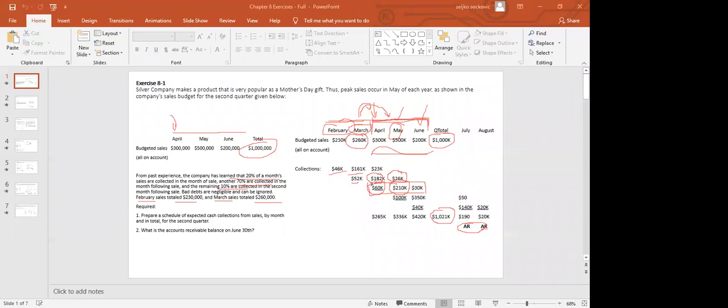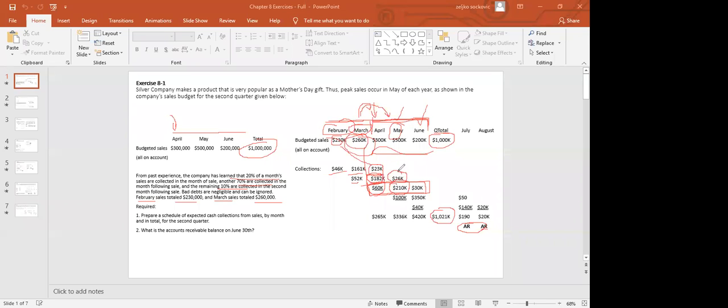So anyway, April is here. We are collecting April here through April, May, and June. In April, we will collect a piece of March here, 182,000. How did we get this? Well, that's 70% out of these 260. And we will also collect 23,000, which is 10% of February, which is here 230. Okay, so this is how we get these numbers. So you can go through this on your own at home.